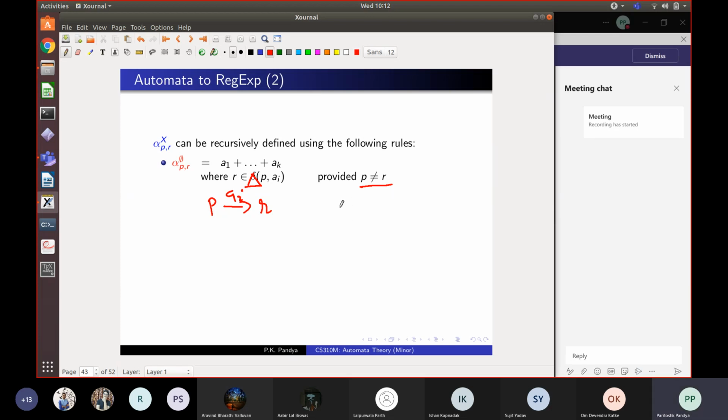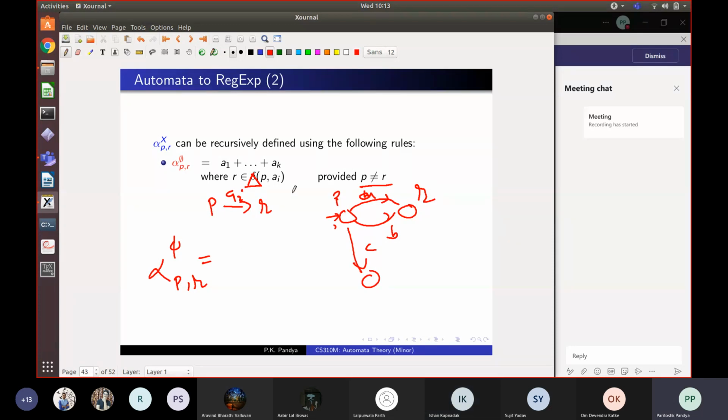Agreed? So suppose I have an automaton like this. And I can go here on an A, I can go here on a B, and on a C I go here, right? And this is my P and this is my R. Then what is going to be my alpha PR on the empty set? Anybody can tell me? So I can go on an A, I can go on a B. What will be alpha PR with the empty set of intermediate states?